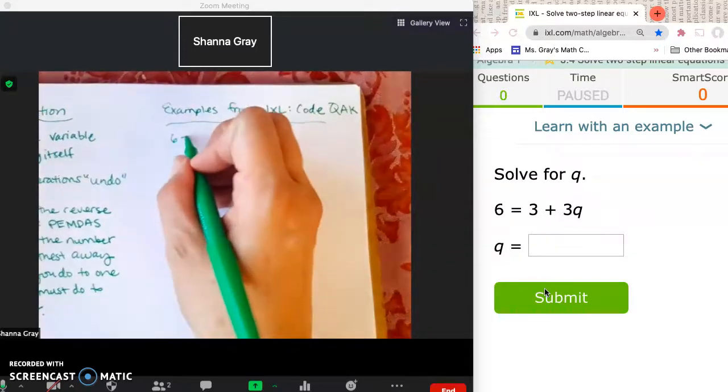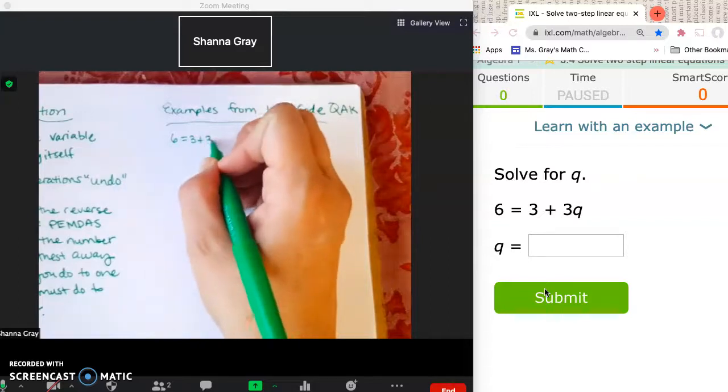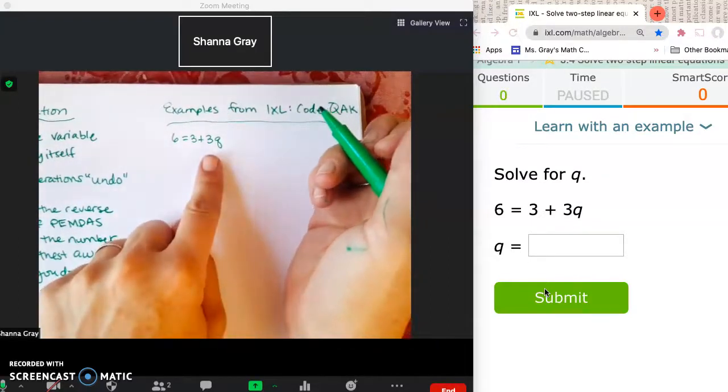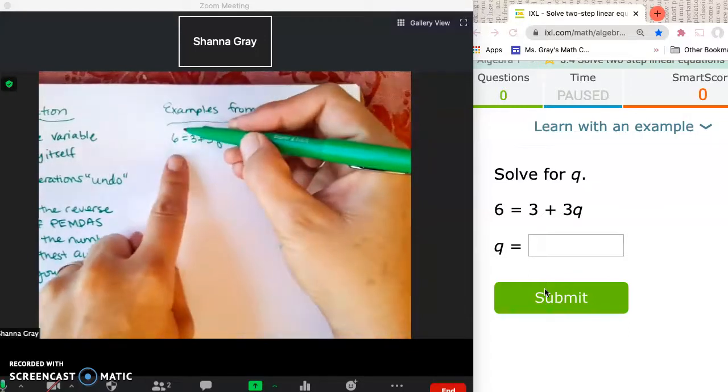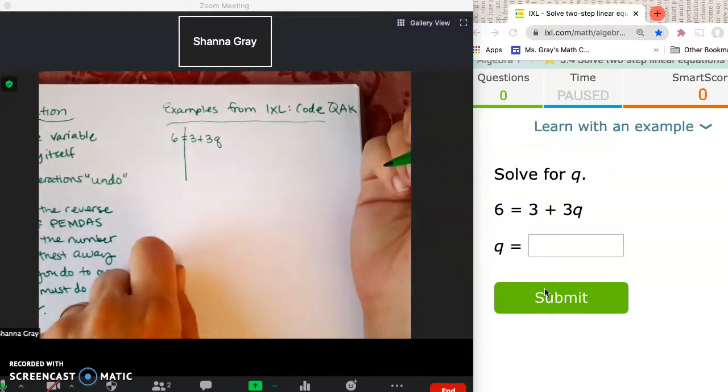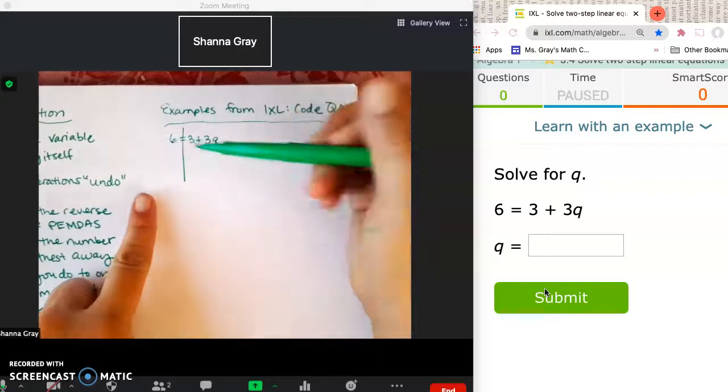So 6 equals 3 plus 3Q, and we're trying to solve for Q. First things first, a lot of teachers like to draw a line down the center of the equal sign just to show you that there are these two sides, one side here and one side here.